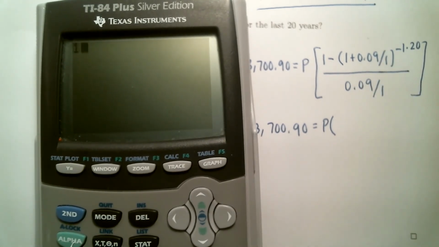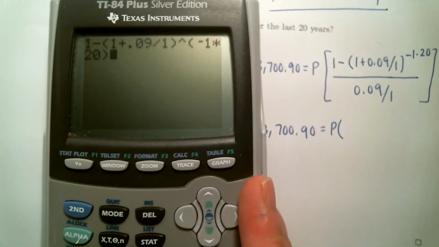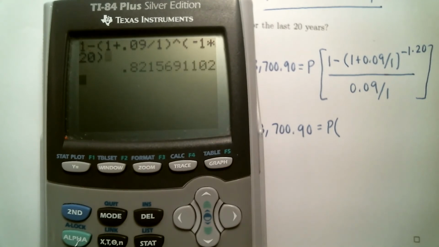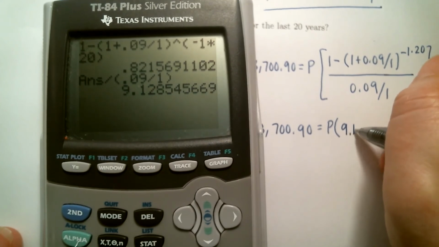So we're going to do 1 minus (1 plus 0.09) raised to the negative 1 times 20. Make sure if you have an older calculator, you put that exponent in parentheses. That's the numerator. You're going to divide by the denominator. This is going to give us what is in brackets. Let me write that down.